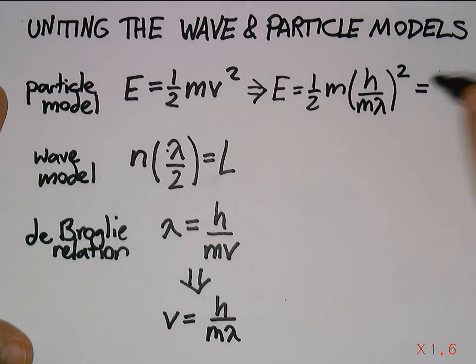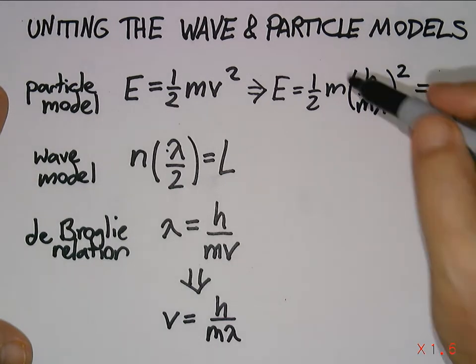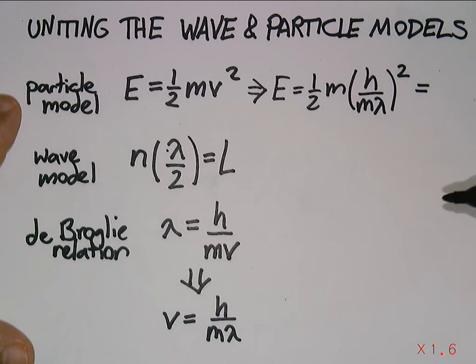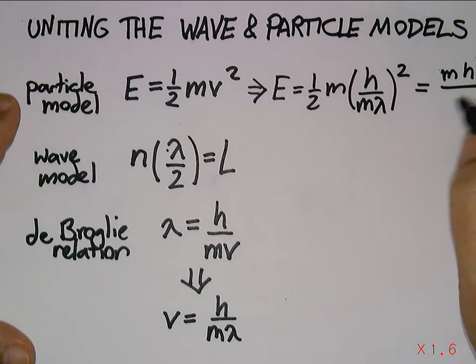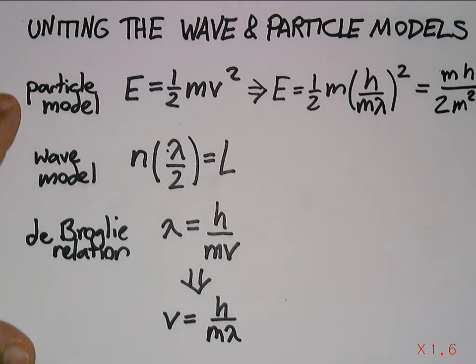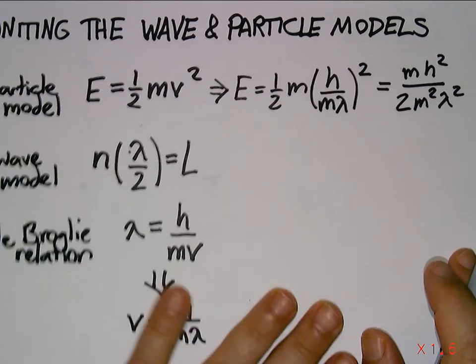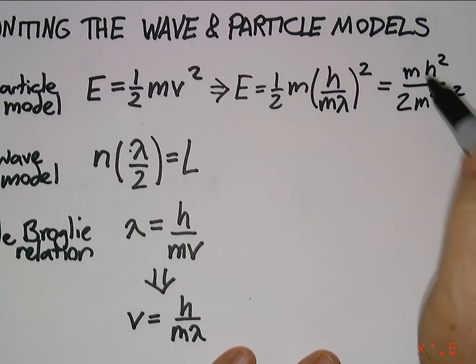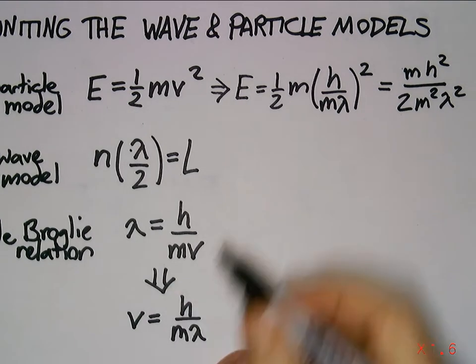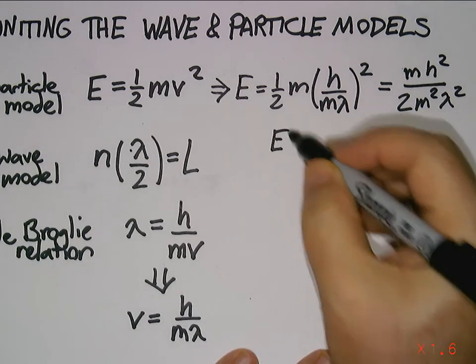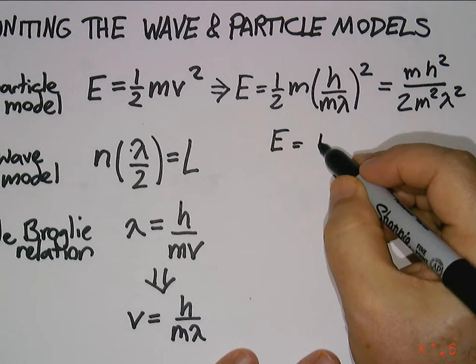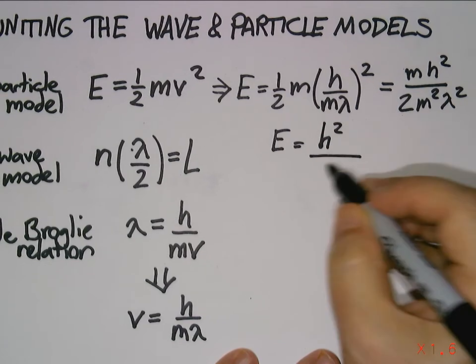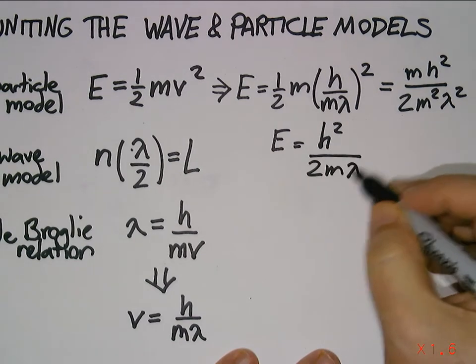Which I guess I can simplify a little bit, right? There's an m divided by an m. Well, let's take these parentheses off first. So I just squared everything inside the parentheses there. And I have this expression, and I can see a way to simplify that because there's an m on top and an m squared on the bottom. So far I have E equals h squared over 2m lambda squared.